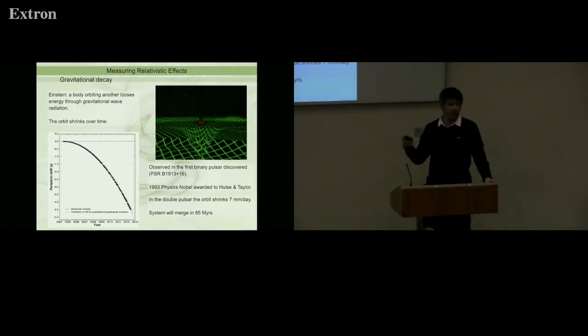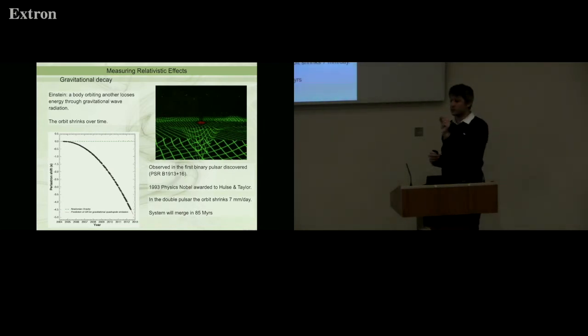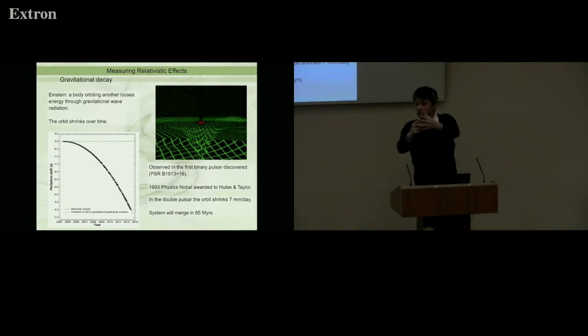In the double pulsar, the Earth-Moon separation actually shrinks about 7 millimeters per day. And so in 85 million years, the two of them will plunge and then merge and turn into a black hole. So if you can observe enough galaxies out there, one of these events should take place every couple of weeks, and you might be able to detect it, which is what we've now managed to achieve.